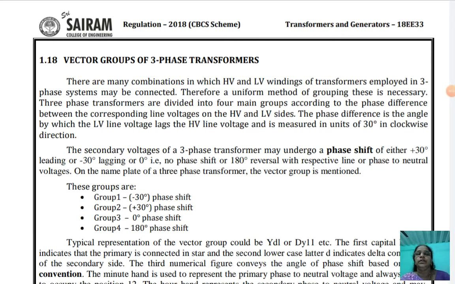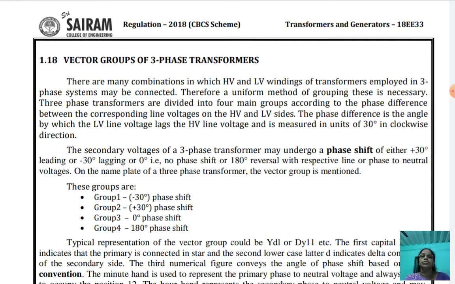Dear student, now I give a lecture on vector groups of three-phase transformers. That means the phase difference between the LV, that means low voltage winding line voltages, and the HV, that means high voltage winding line voltages, which is measured in units of 30 degrees in a clockwise direction only.